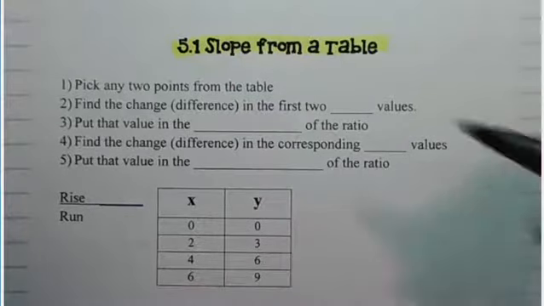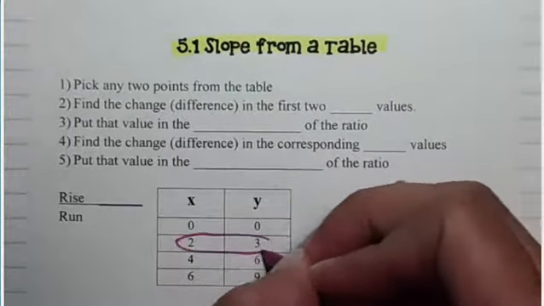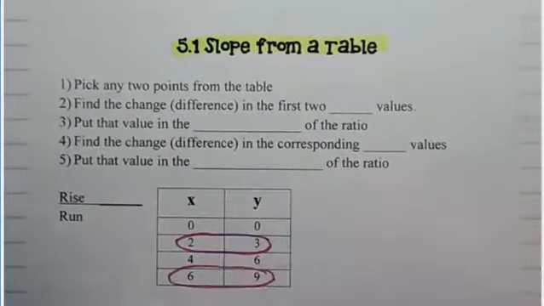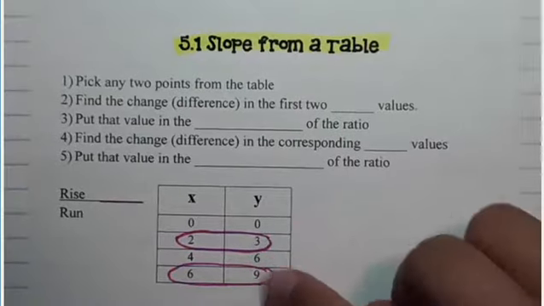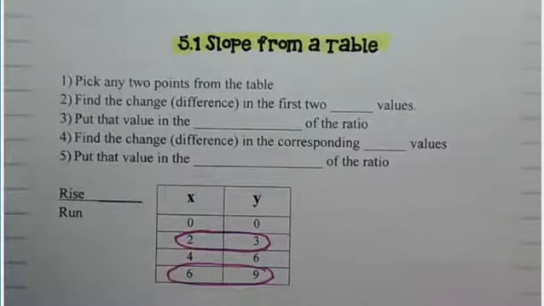Pick any 2 points from the table. So let's pick, for instance, this point and this point. They don't need to be next to each other. They could be the first and the last point on the table. They could be next to each other. It doesn't matter. Any 2 points on that table will work.